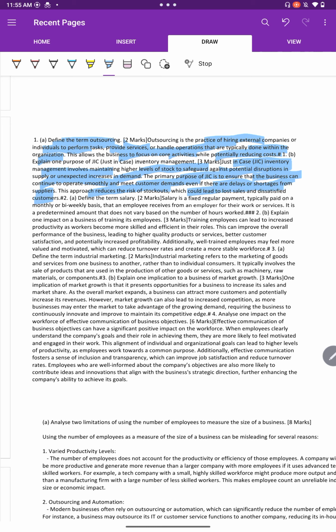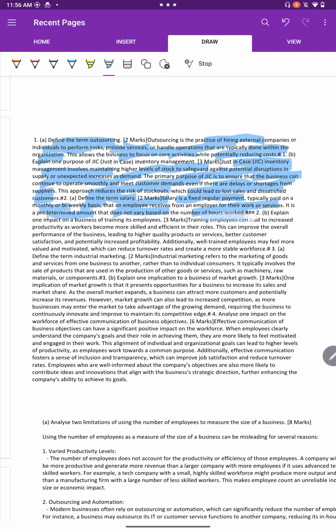Second question is define the term salary. So salary is a fixed, regular payment typically paid on monthly or bi-weekly basis that an employee receives from an employer for their work or service. It is a predetermined amount, does not vary based on the number of hours worked. Next question, explain one impact on a business of training its employees.